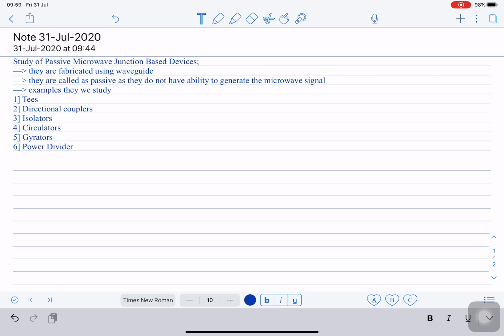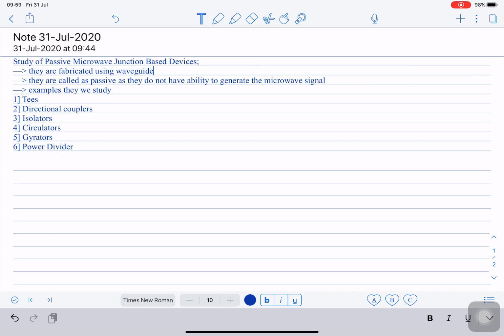Okay, so the microwave junctions are one of the important classes of devices that are used in a communication system for a variety of different things. For example, splitting of the microwave signal, combining of the microwave signal, sampling of the microwave signal. All these different processes can be accomplished using these passive microwave junction based devices.